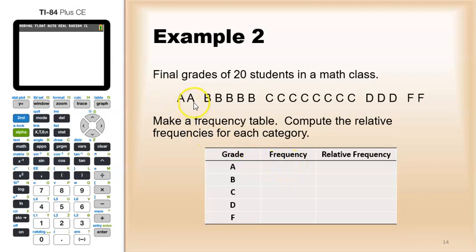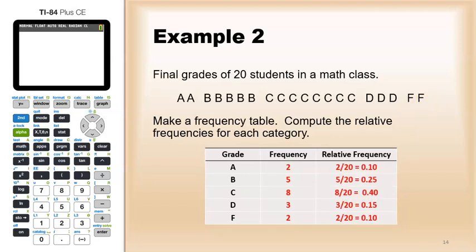So there are 2 A's here, 5 B's, 8 C's, 3 D's, 2 F's. That's going to be the frequencies. And if I take each of those and divide by 20, I will get the relative frequencies. So 2 divided by 20 is 0.1, 5 divided by 20 is 0.25, 8 divided by 20 is 0.40, or 40%, 3 divided by 20 is 0.15, or 15%, and then again, 2 out of 20 is 10%.